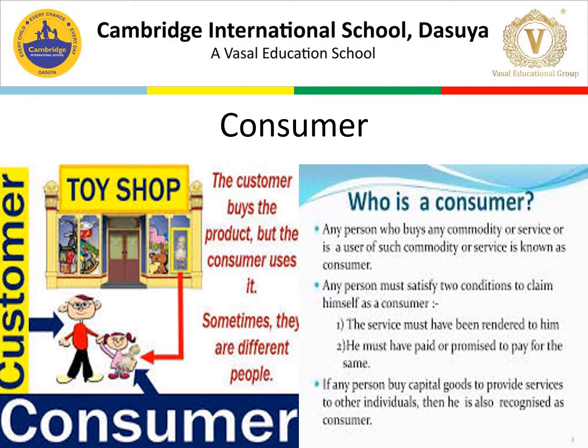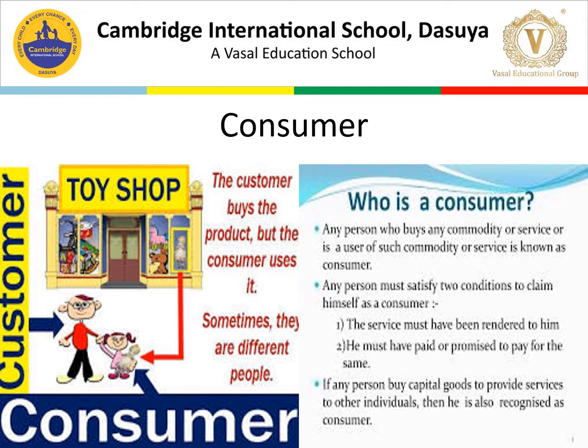Any person who buys any commodity or service, or is a user of such commodity or service, is known as a consumer. If we are using any commodity or any service, and for this we buy the commodity or service, we call this a consumer. So we are the consumer. Now any person must satisfy two conditions to claim himself as a consumer.